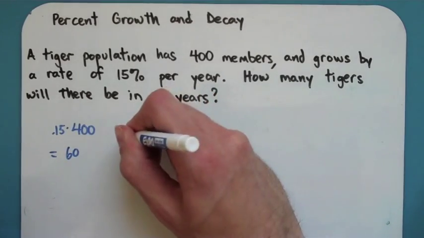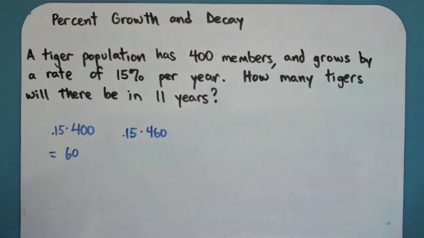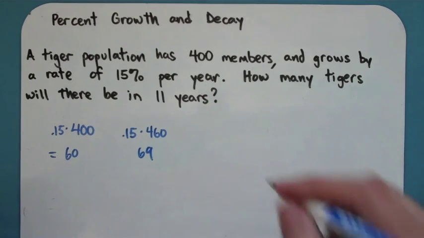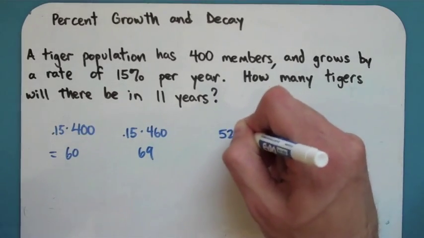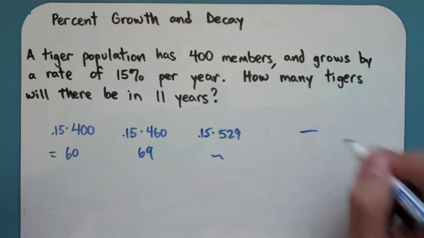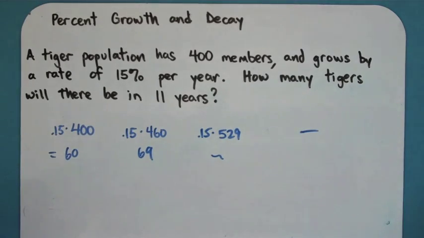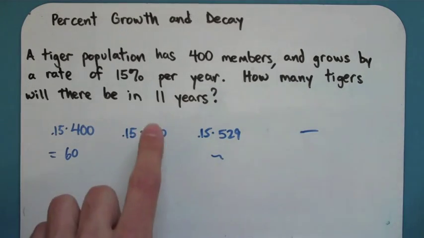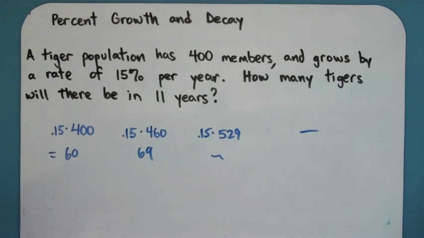You would multiply that by 0.15 because you want to go up by 15%. 460 times 0.15 is 69 tigers, so we would add those back into what we had before. We would end up with 529. We would multiply by 0.15 again, get our answer, and add it back in. And we would keep repeating this process 11 times because we want to figure out how many tigers there will be in 11 years. That's a lot of work to go through.